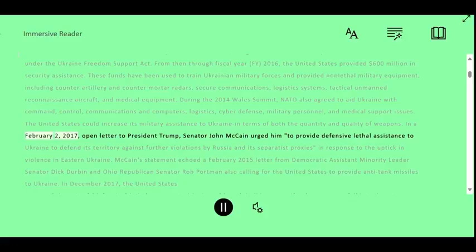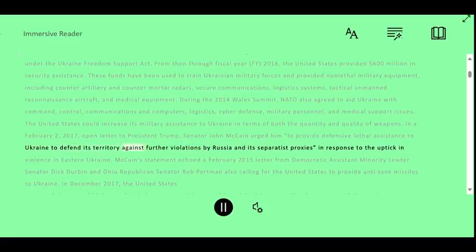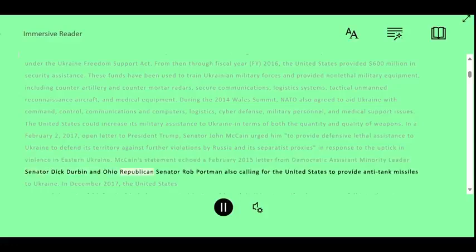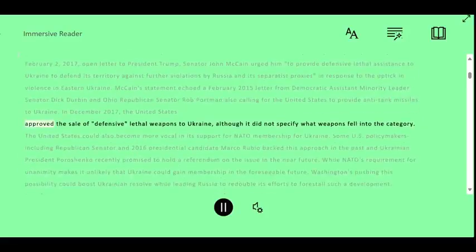In a February 2, 2017, open letter to President Trump, Senator John McCain urged him to provide defensive lethal assistance to Ukraine to defend its territory against further violations by Russia and its separatist proxies in response to the uptick in violence in eastern Ukraine. McCain's statement echoed a February 2015 letter from Democratic Assistant Minority Leader Senator Dick Durbin and Ohio Republican Senator Rob Portman, also calling for the United States to provide anti-tank missiles to Ukraine. In December 2017, the United States approved the sale of defensive lethal weapons to Ukraine, although it did not specify what weapons fell into the category.